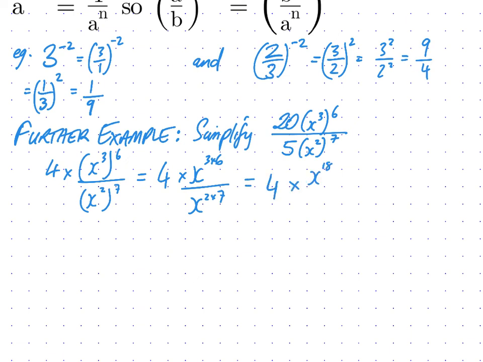It's going to be 4 lots of x to the 18 over x to the 14, which is equal to 4 times... Now you've got a division of the same base number with different indices, so you're going to subtract the indices. 18 take 14 is equal to x to the 4th. So in algebra we don't write the multiplication sign, so it's going to be 4x to the 4.